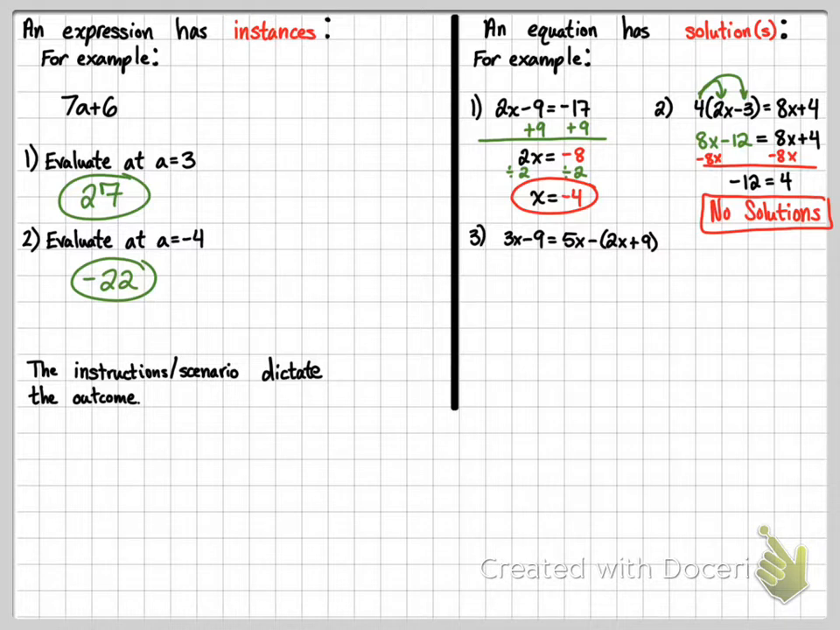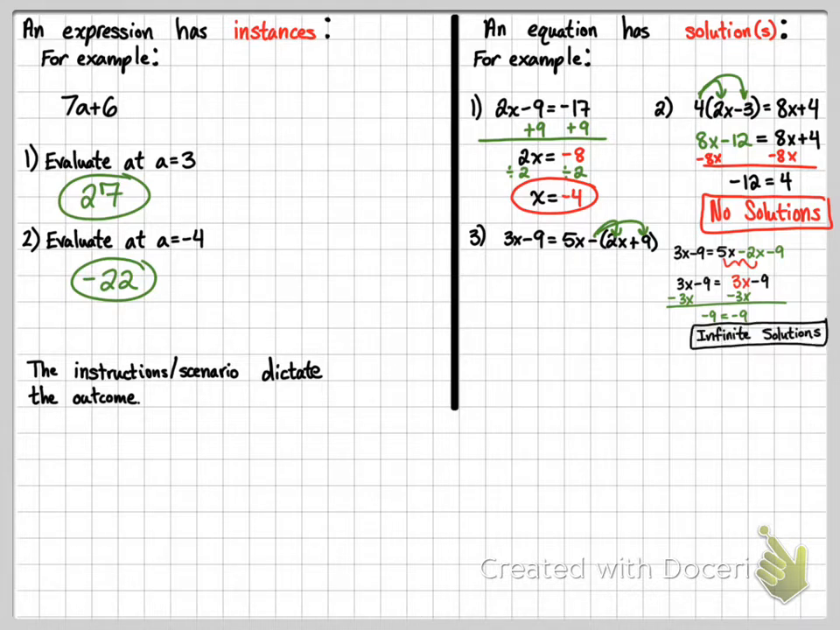Okay, now for number 3, if we distribute that negative, notice we're not distributing the 5, we don't carry that over, we distribute that negative 1. So we're changing the signs, so it's negative 2x minus 9, everything else stays the same. We're going to combine like terms, so that's 3x minus 9, 3x minus 9. Now we're going to subtract 3x from both sides. The 3x's cancel, and we're left with negative 9 equals negative 9. Now, if both numbers on either side of the equal sign are the same, then your answer is infinite solutions.